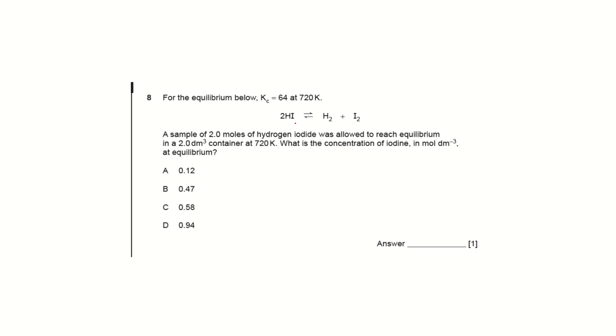So a sample, I've got 2 moles of, so I'm just going to write the equation out up here so I have a little bit more space than the question provides. So we've got 2 moles of hydrogen iodide. It tells me that a sample of 2 moles of hydrogen iodide. So initially, I'll write I for initial. We had 2 moles of that. The volume, always remember, is 2 decimetres cubed.